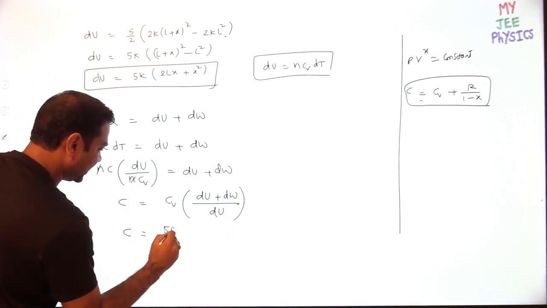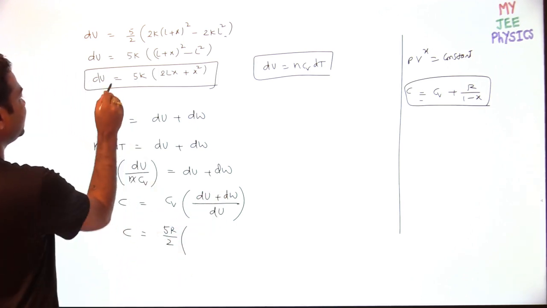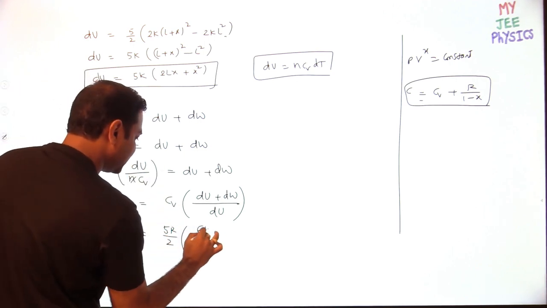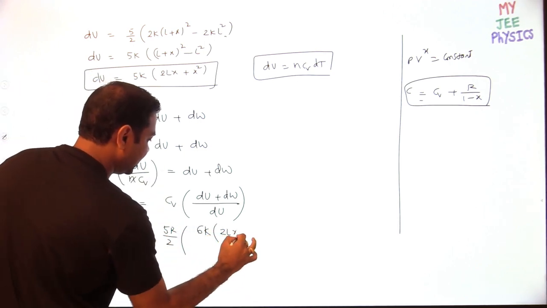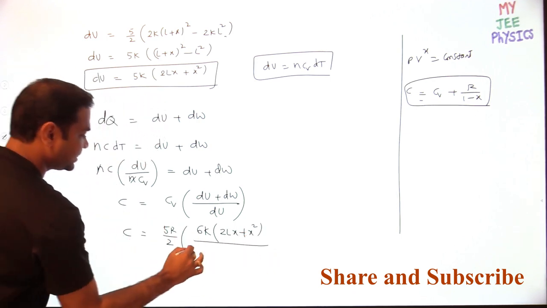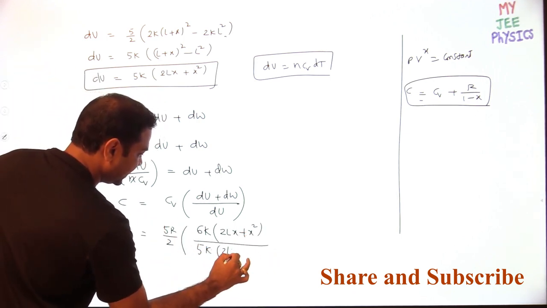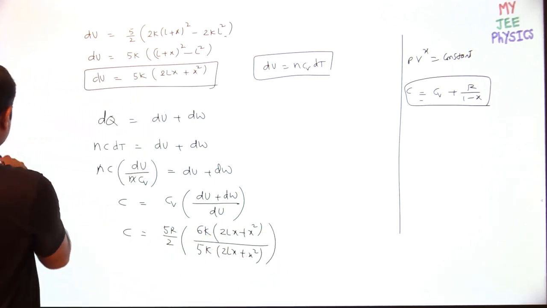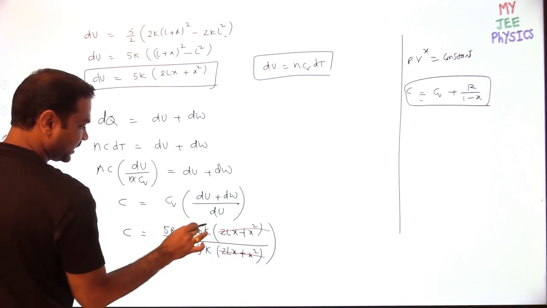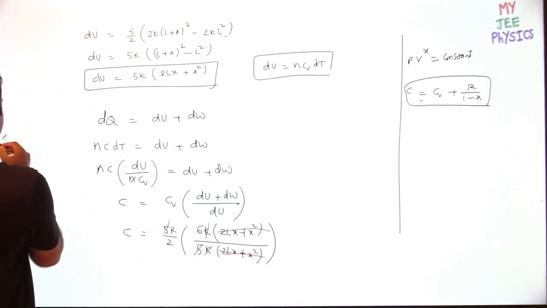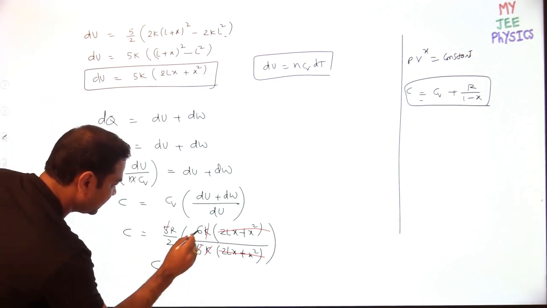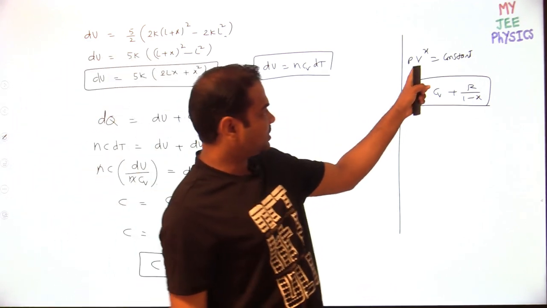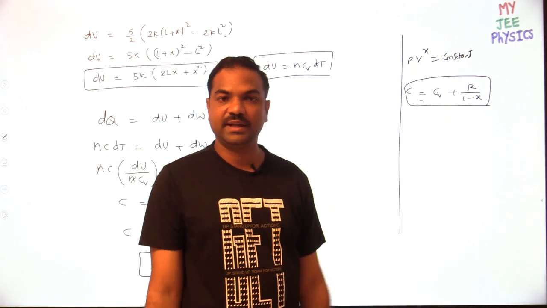Okay, so C is equal to CV value. What is the CV value? It is equal to 5R by 2 multiplied by (du plus dw) by du. du is 5K times and dw is K times, so the total will be 6K times of (2Lx plus x square) by du, which is 5K times of (2Lx plus x square). So we cancel out; K also cancels out, 5 also cancels out. So finally, what is the C value we get? The heat capacity is equal to 6 by 2, which is 3R. But if you know the polytropic process equation, then you can go with that to find the heat capacity.